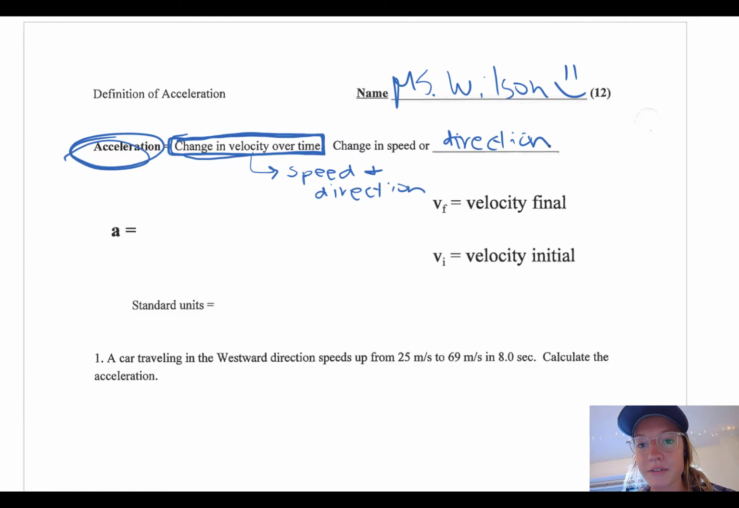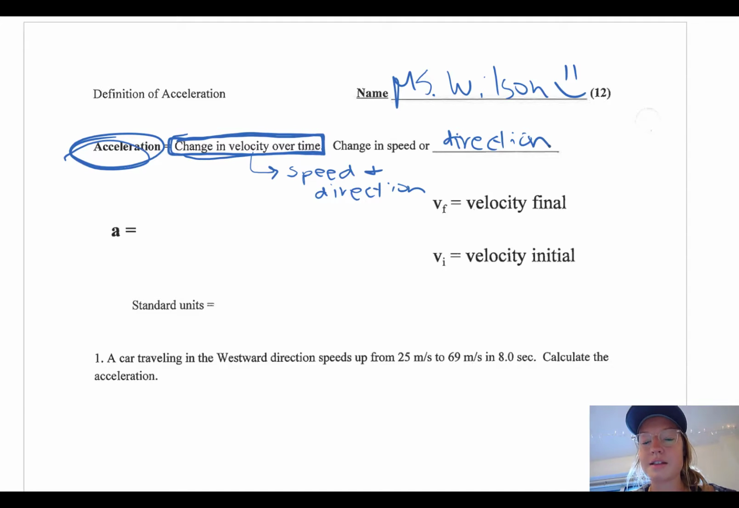One of my favorite physics teachers always used to say that acceleration is anything that causes the coffee to spill. If you're in your car and you have a mug of coffee and it doesn't have a lid on it, anything that you do in your car that's going to make your coffee spill, that's acceleration. So if you turn really, really fast, that's acceleration. If you speed up, that's acceleration. If you slow down, that's acceleration. So anything that causes your coffee to spill is acceleration.